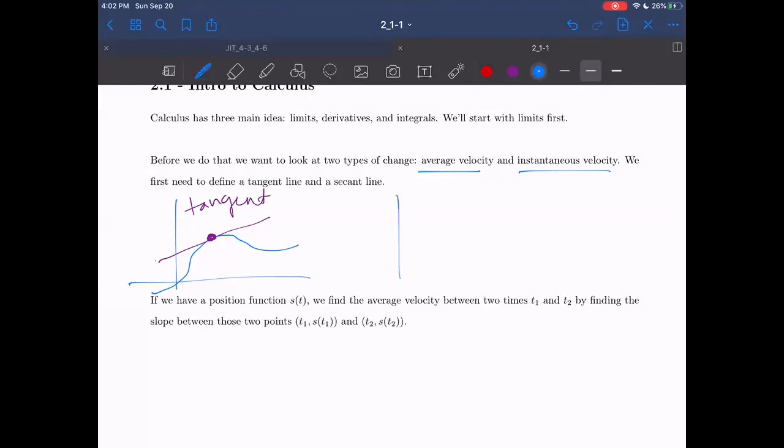The other kind of line is a secant line. If I've got a curve, a secant line is if I've got two points on the graph, and it's the line that goes through those. We're going to define average velocity using our secant line and instantaneous velocity using our tangent line.